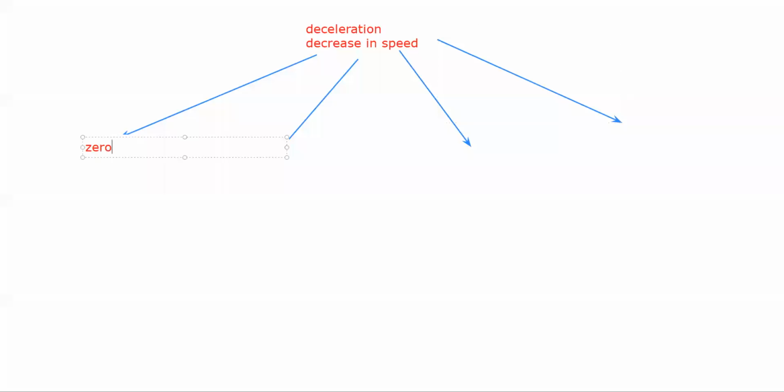The object might have 0 deceleration, or constant deceleration first, then increasing deceleration, and the last one is decreasing deceleration.